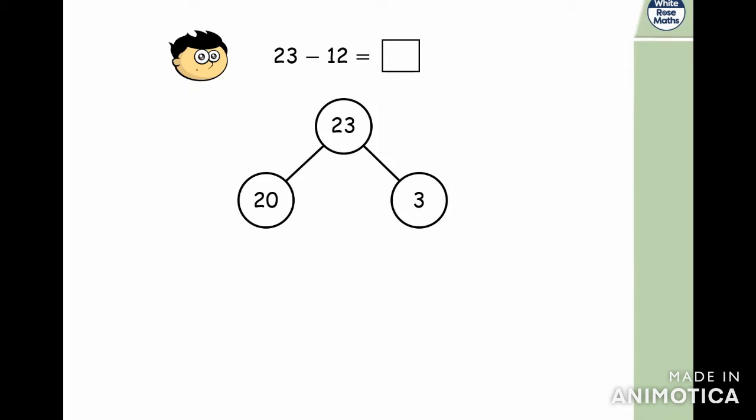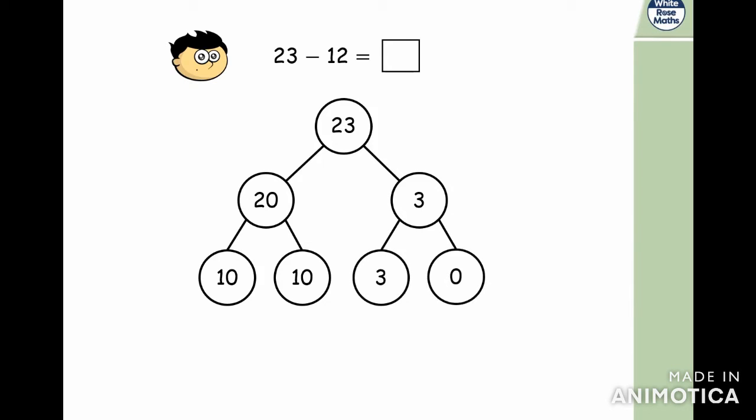No 10s or 2s there. Then he partitions his 20 into 2 10s. Brilliant! He's getting closer. Then he partitions his 3 into 3 and 0. That's no good, Jack. You need a 1 and a 2. That's better.